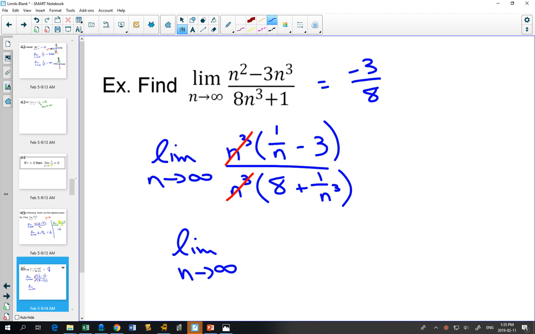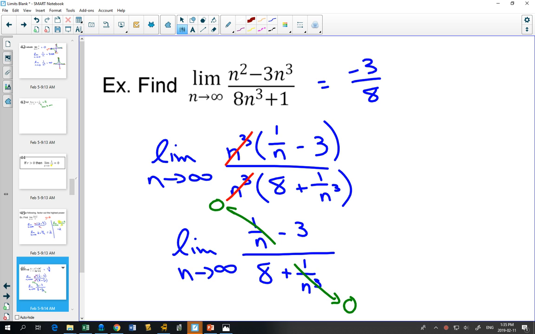And the limit as n goes to infinity of 1 over n minus 3 over 8 plus 1 over n cubed. Can you see that this would go to 0? This would go to 0. And what are you left with? You're left with -3 in your numerator and 8 in your denominator.